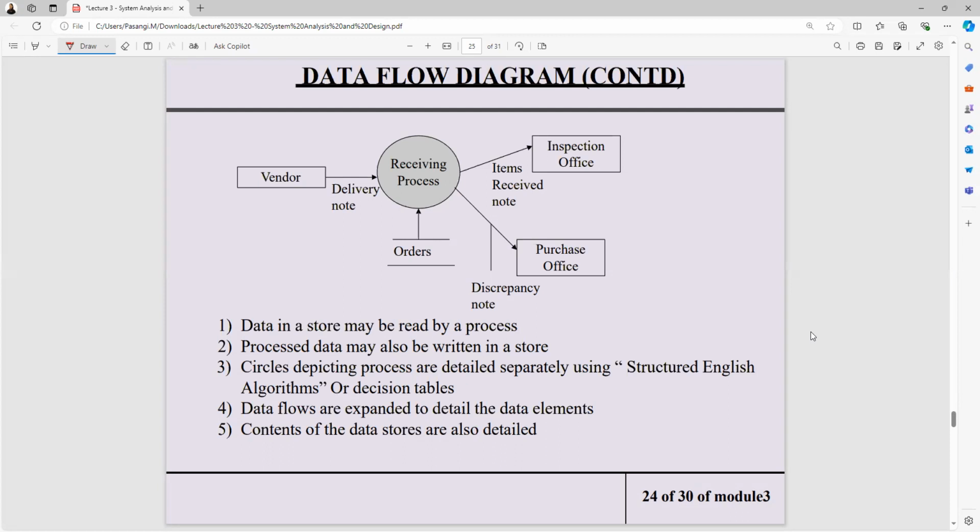So data in a store may be read by a process, and this processed data may also be written in a store. Circles depicting processes are detailed separately using structured English algorithms or decision tables as well. And then these data flows are expanded to detail the data elements, so the contents of the data stores are also detailed. That's how this entire data flow diagram works.